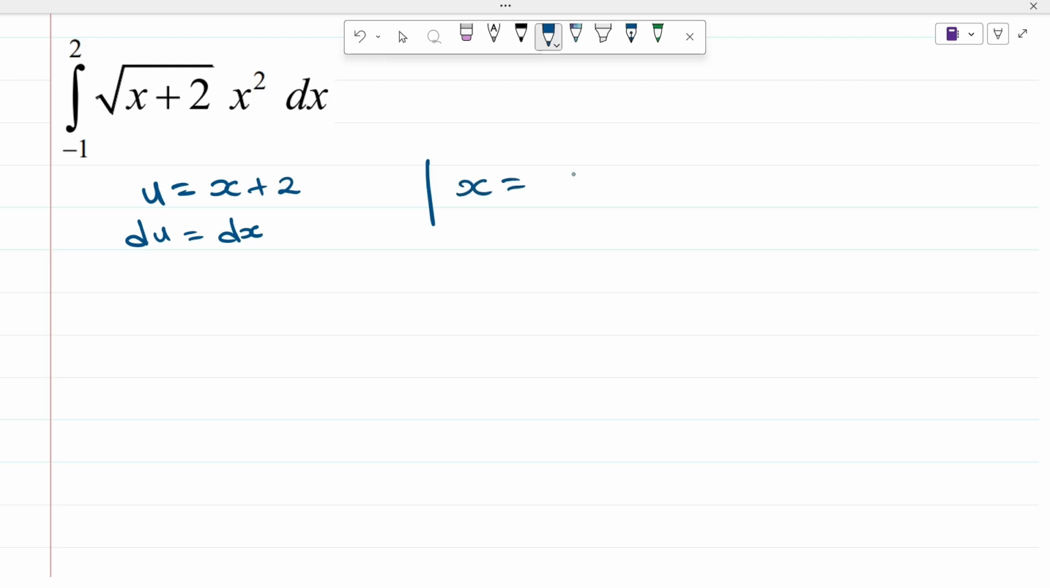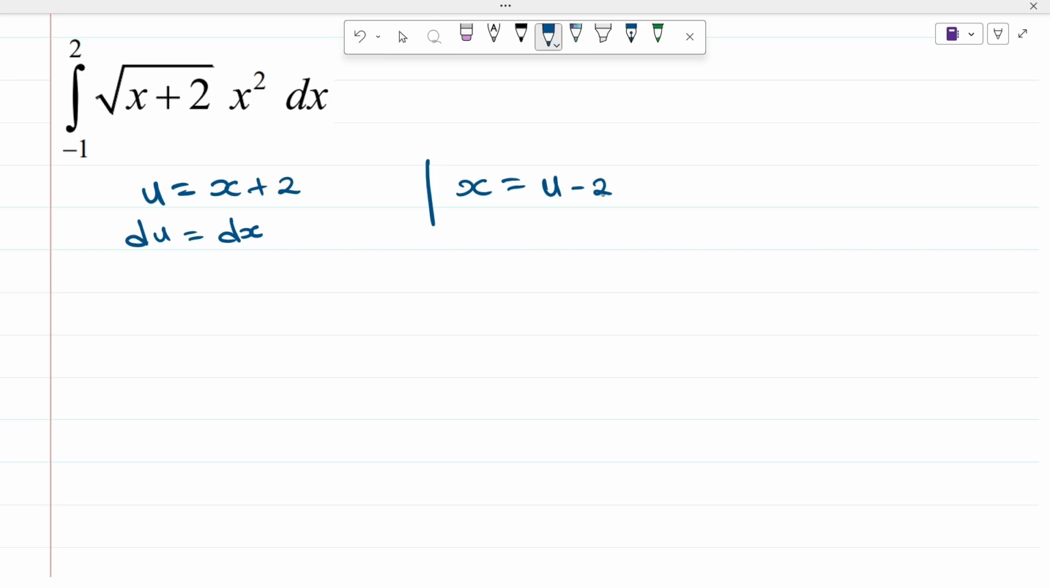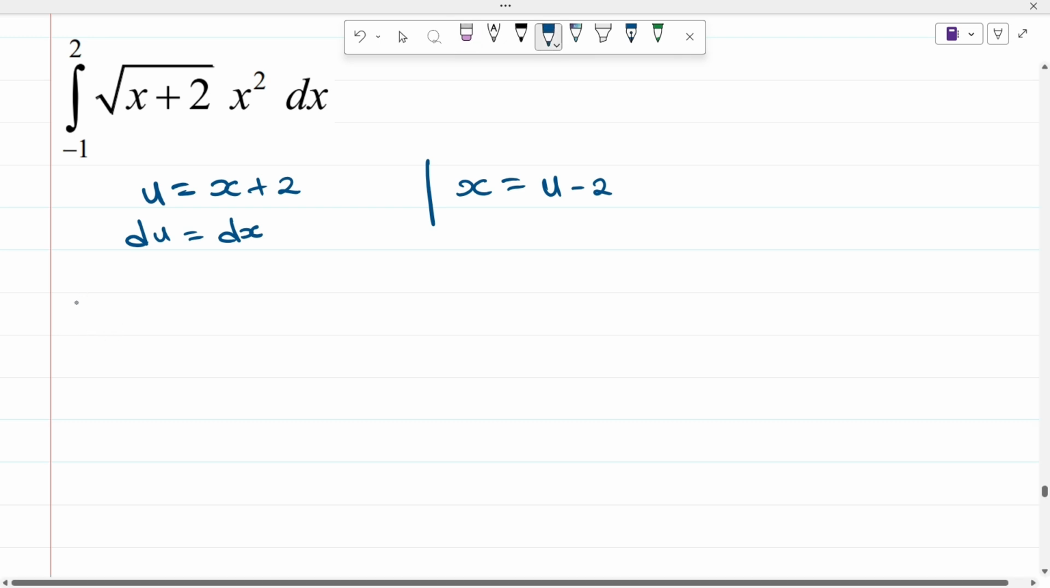From this u, we can make x the subject of the formula. If we make x the subject, it is equal to u minus 2. x is just equivalent to u minus 2, just like that. So we can rewrite our given integral with respect to u.